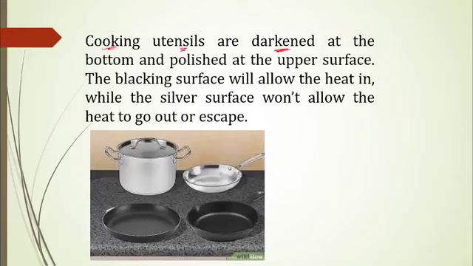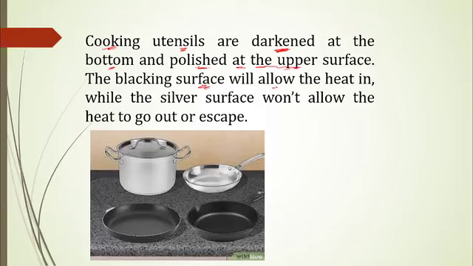Cooking utensils are darkened at the bottom. When you go to a shop to get some frying pans, as you can see on the slide here, you've noticed that they are polished black at the bottom, and at the upper surface they are polished with bright colors. The reason for making the bottom black is so that it will be able to absorb heat and make whatever you use it to cook get done faster.